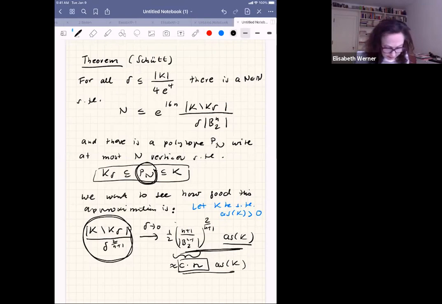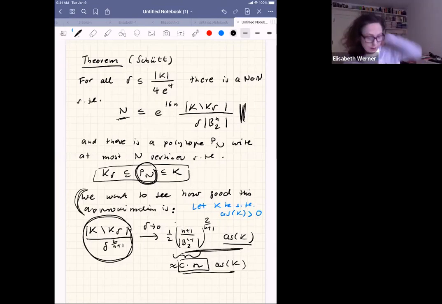But what does it mean, delta small? If we go back up here to our choice of the number of vertices for our approximating polytope, we see that if delta goes to 0, then the number of vertices increases. So we are seeing how good this approximation result is in an asymptotic situation where the number of vertices is large. Okay, so what?